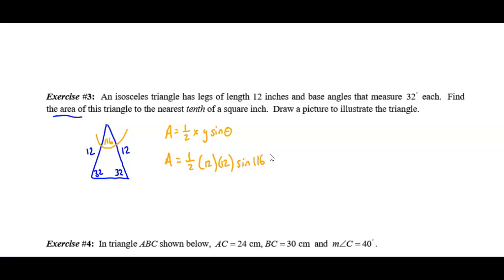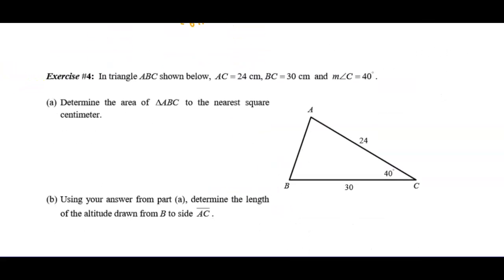And that's just so much faster than trying to calculate the height and going through all that. So let's see, 0.5 times 144, since that's 12 times 12, times sine 116. And I'm getting 64.7. Okay, so 64.7 square inches, and that one's finished. All right, on to exercise 4.